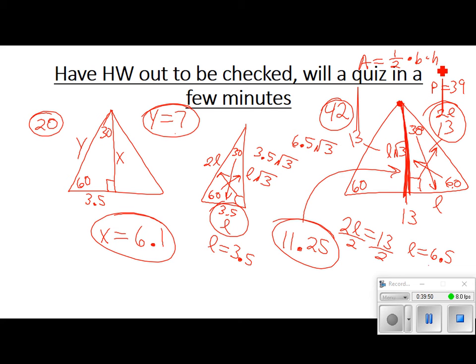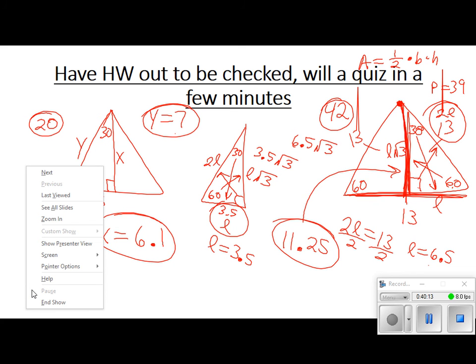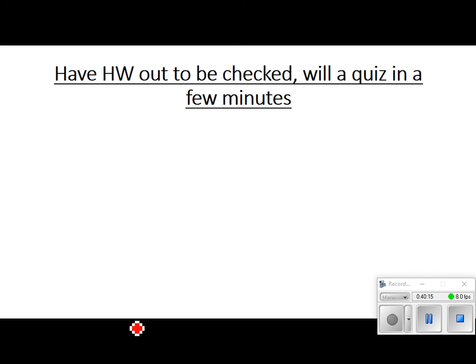If we were trying to find the area there, would we need to know that height? Yeah. Do we now know the height on that one? Could we find the area? Yeah. What was the base of the triangle? 13. What was the height of the triangle? 11.25. And so we take 0.5 times 13 times 11.25, and that would give us the area. Can we go to number 19? 73.125. Is that what it came out to be?